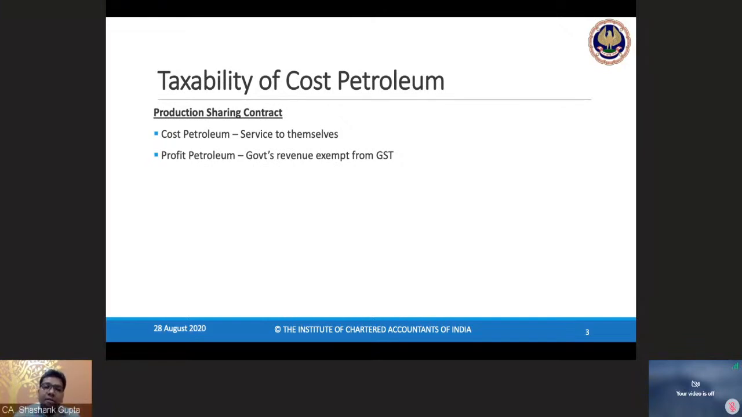Secondly, once the costs are recovered, thereafter a certain profit is earned. That profit is attributed between the government and the company. So the company earns profit, gives a certain agreed percentage to the government, and retains the rest of the profit. Now another question was whether this repatriation of profit to the government will also be liable to GST. Here there is a specific exemption which says government's revenue shall be exempt from GST. Clear till here?